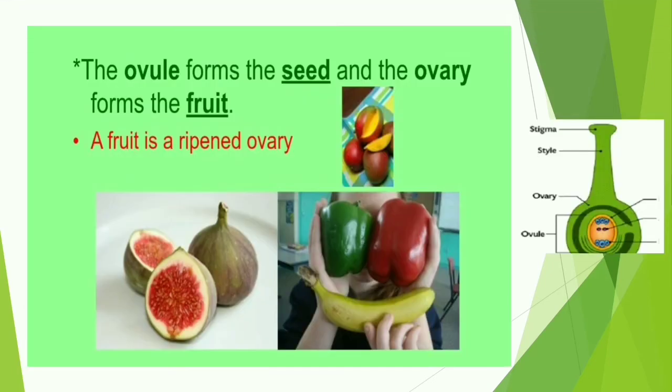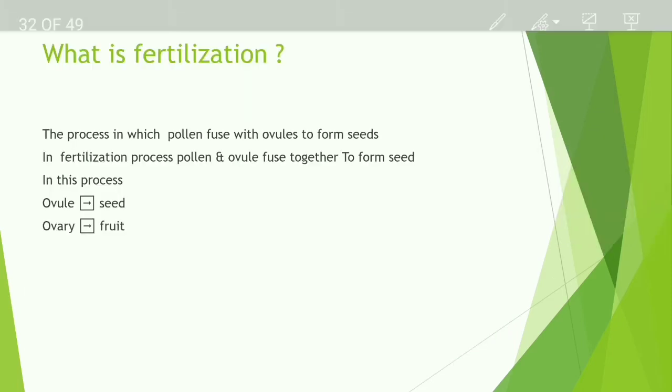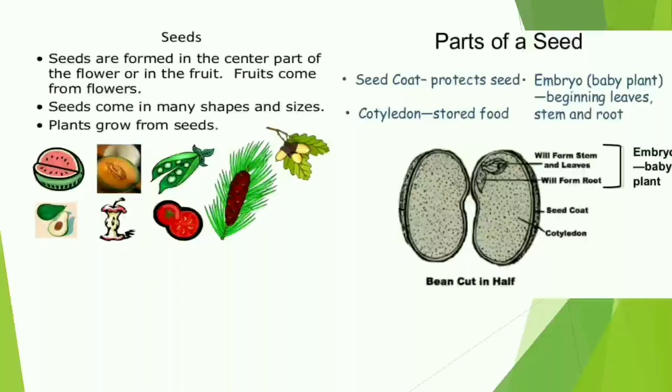As I told you, the ovules form the seed and the ovary forms the fruit. After the fertilization process, the seed is formed in the center part of the flower, or in the fruit. Fruits come from the flowers.